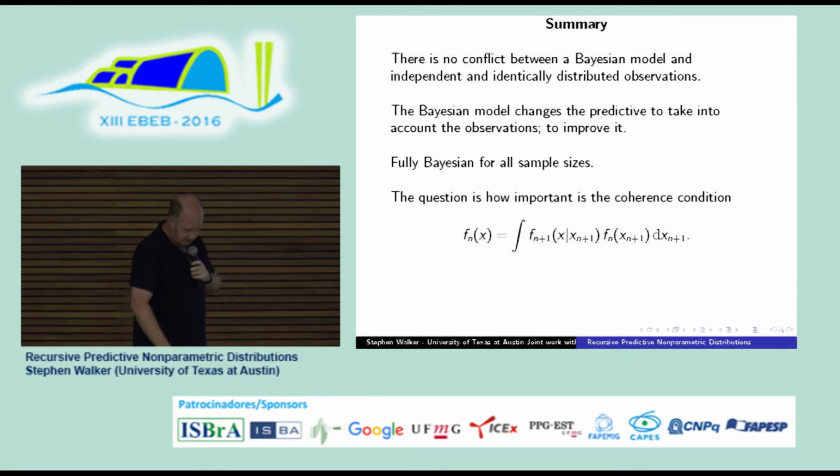Okay, so to summarize, I don't believe at all that there's any conflict between a Bayesian model and working with IID observations. And I certainly don't think that just because you look at the asymptotics of a Bayesian model under that assumption, you deserve to be called a frequentist, which is what happens. So the idea is that the Bayesian model just changes the prediction because you've seen things. It's just a functional dependence. The density depends on the past, not the next observation.